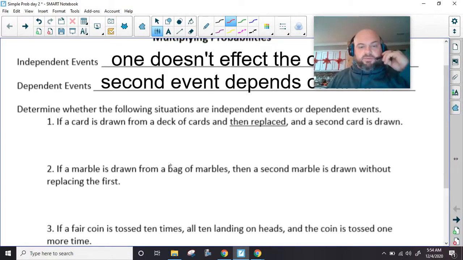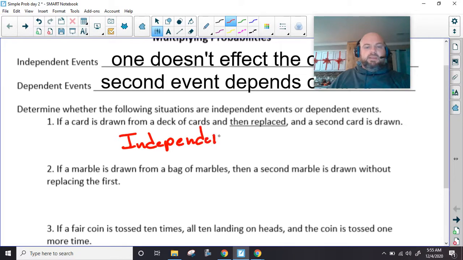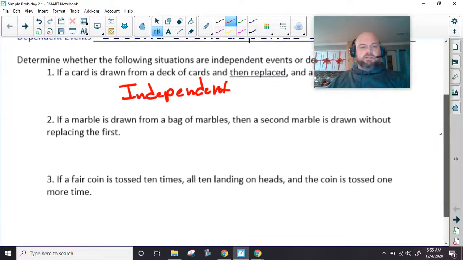If a card is drawn from a deck of cards, and then replace the second one, these are independent. And the reason why is we put that other one back, so it hasn't changed what we're using here.